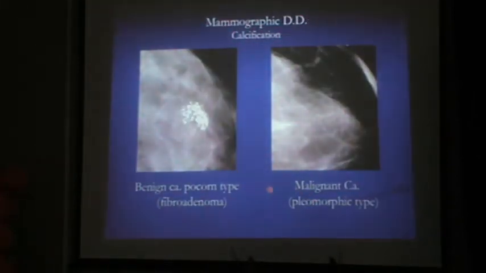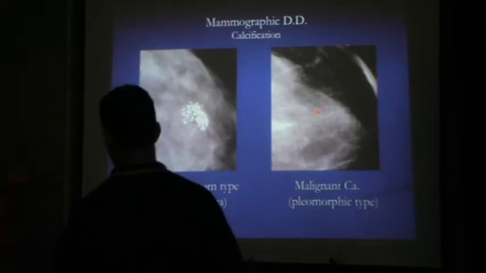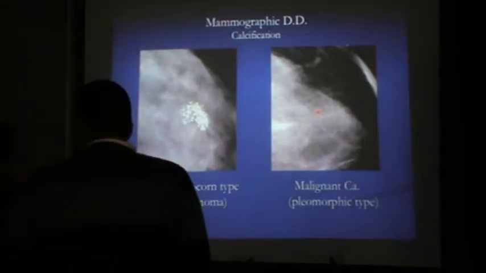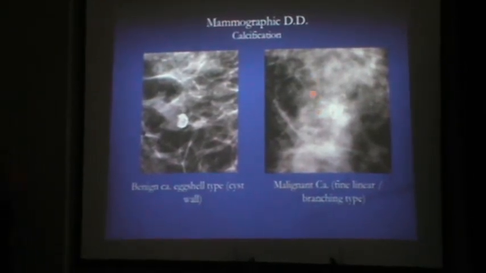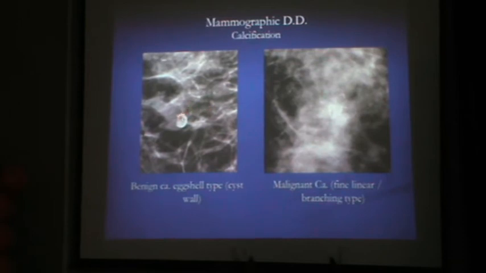Example of popcorn calcification, which is seen in benign breast masses. This is a case of fibroadenoma showing popcorn type. Here, this is clustered amorphous calcification, pleomorphic type of calcification. Here is an eggshell calcification around the cyst wall. This is benign, and here is malignant calcification, fine linear branching.